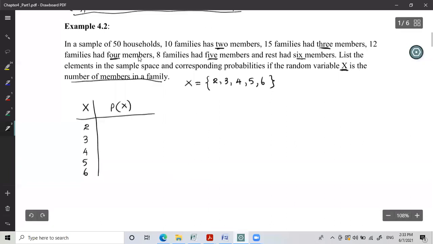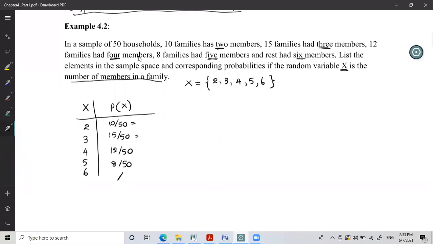So total 50. Out of them, 10 had 2 members. How do you write it? 10 divided by 50. So that is the probability. You can find it, right? 3 members, 15 families out of 50. Then 4 members, 12 families out of 50. 8 families with 5 members, and the rest, you have to find the rest.